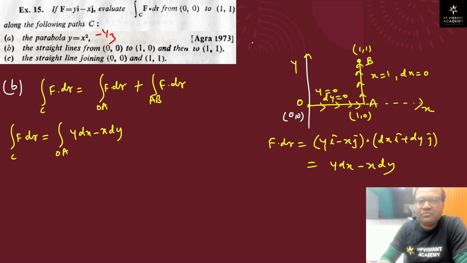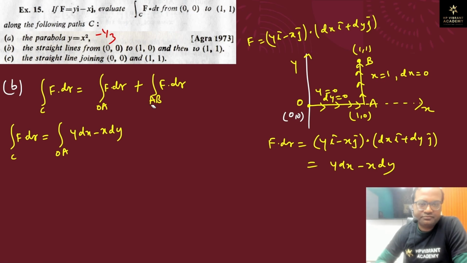Okay. So we have F as y i cap minus x j cap. So F dot dr we take with the dot product with dr. So dr we can write as dx i cap plus dy j cap. This is F dot dr actually. F dot dr along C is y dx minus x dy.